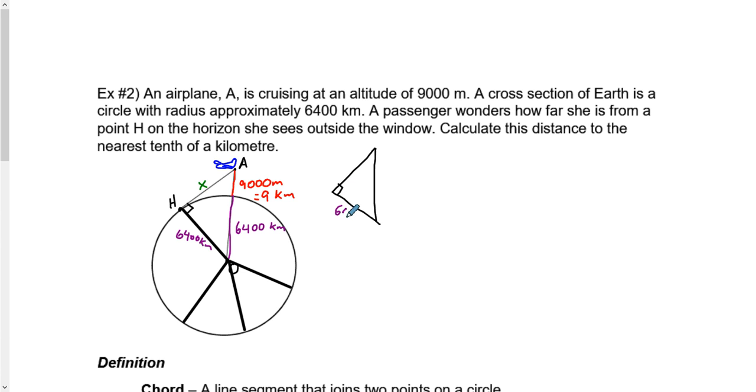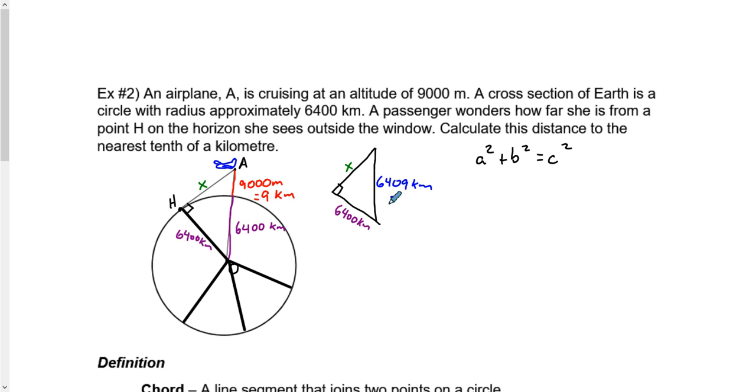This side is 6,400 kilometers. And in total, this side, I know that's not drawn proportionately, this side is 6,409 kilometers. We have to find out what this is. Well, it's a great thing that we had learned a special theorem starting from grade 8: our Pythagorean theorem. A squared plus b squared equals c squared.